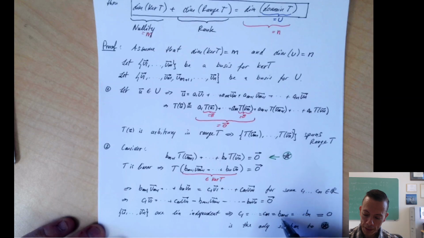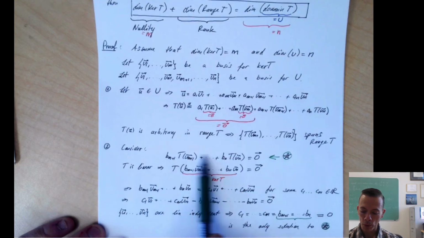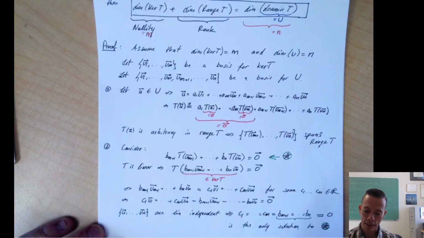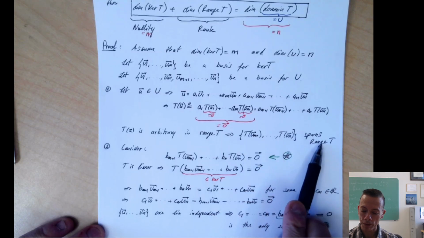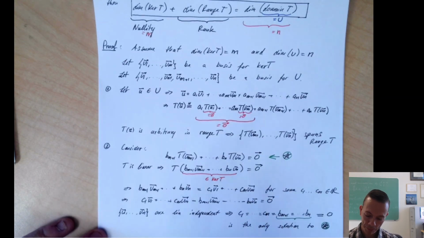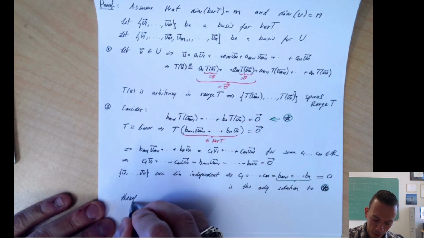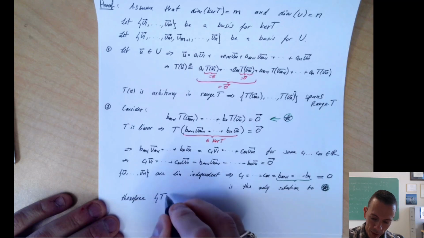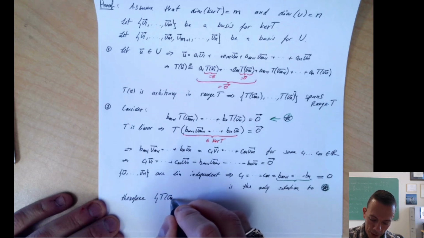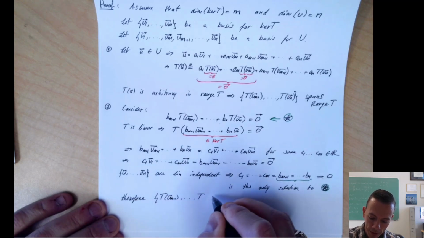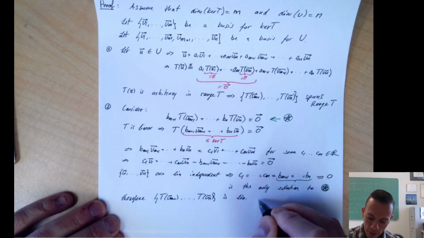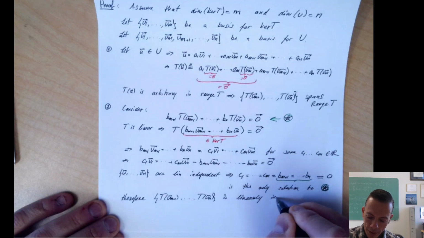And this includes all the b's. All the coefficients that start with a b must be 0 in order for this equation to be satisfied, which shows that this equation right here has a unique solution, and that shows that the set that we had considered up here to span the range of T is also linearly independent. So T of u_{m+1} to T of u_n is linearly independent.